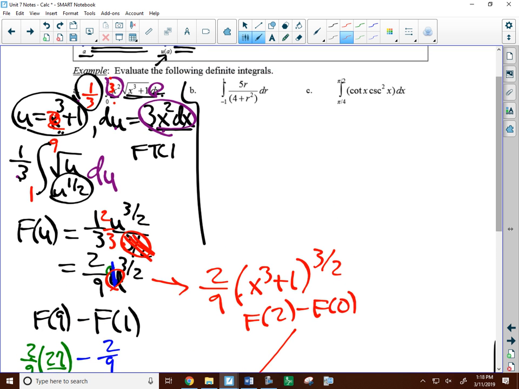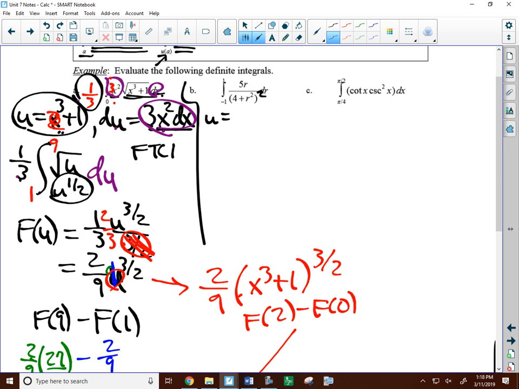Excellent. Well, let's finish it up with part B and C here. So on part B, we're from -1 to 1. The function is 5r over (4 plus r squared) squared. There's also another squared here, it's not on my board. Let's see. So no idea, right, what the antiderivative is. That's option 1. Option 2, use substitution.